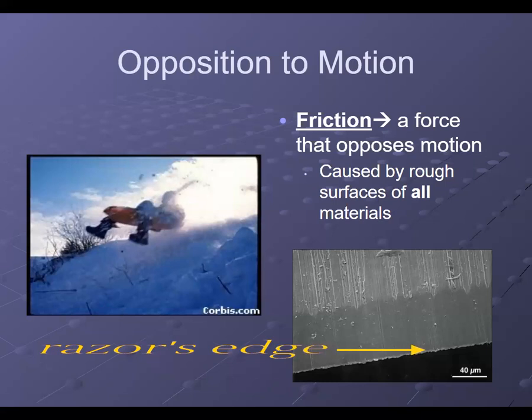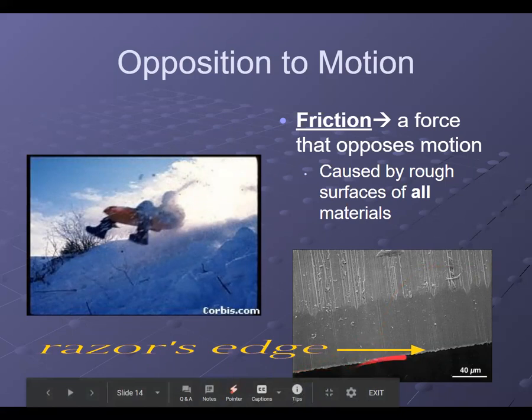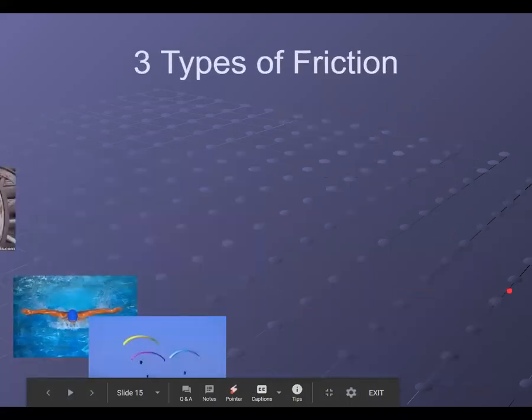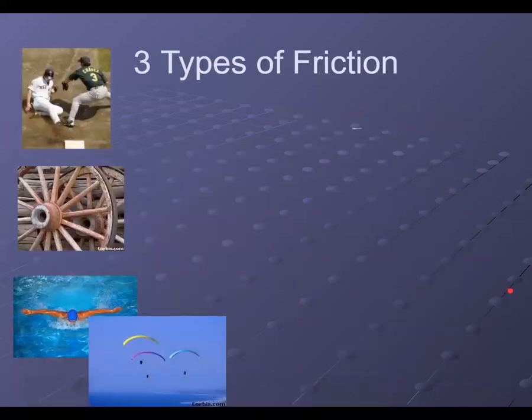It allows us to move. But friction is also the reason that things stop moving, because all these little grooves catch with all the little grooves on whatever they're touching, and that causes them to snag and slow down the motion. So friction is a force that opposes motion. There are different types of friction.